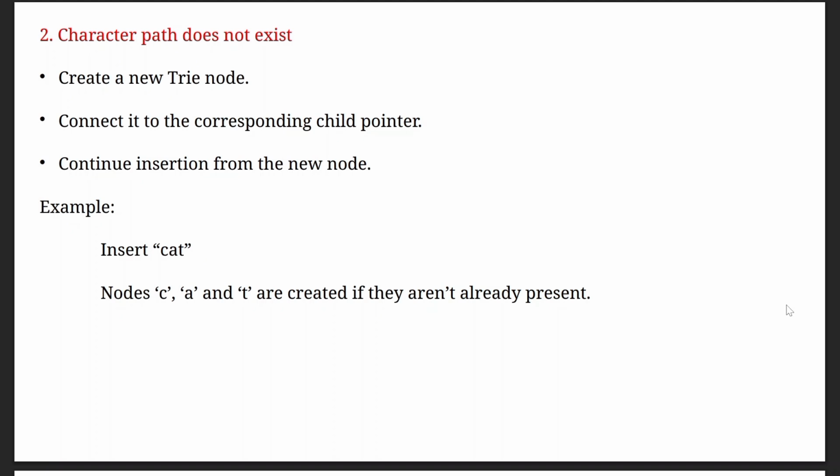If a required character path doesn't exist, we create a new node. For example, when inserting the word cat, if the characters are not already present, new nodes for C, A, and T are created. Then the last node is marked as a leaf node. This allows the trie to store the new word successfully.